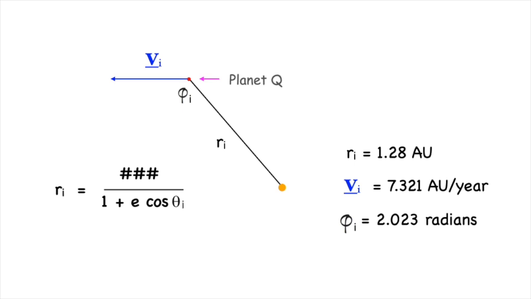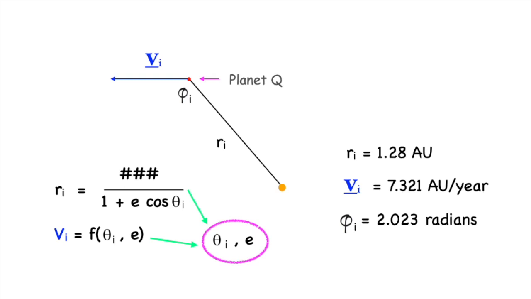Before we do all that, however, we will find an equation for v sub i as a function of theta sub i and e. These will be our two equations with two unknowns, and they will allow us to find theta sub i and e. So let's get started.